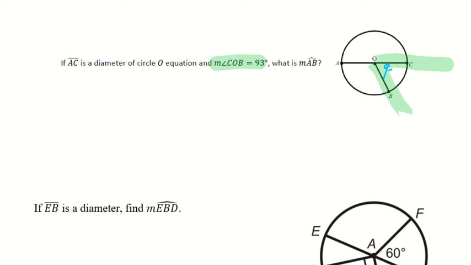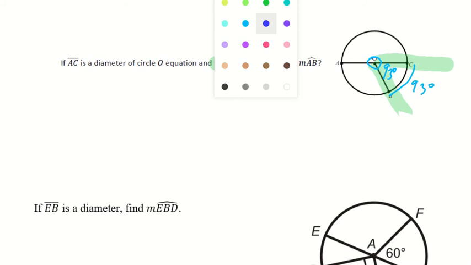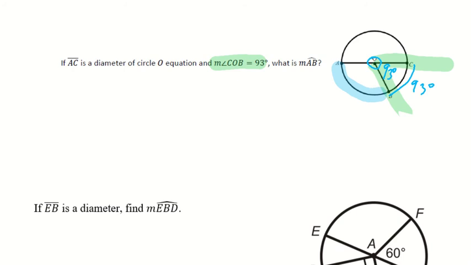If the angle is 93 degrees and its vertex is on the center of the circle, that's what makes it a central angle. Then the arc that is intersected by the sides extended also equals 93 degrees. In this problem, they would like us to find the arc AB, which is just this portion right here.